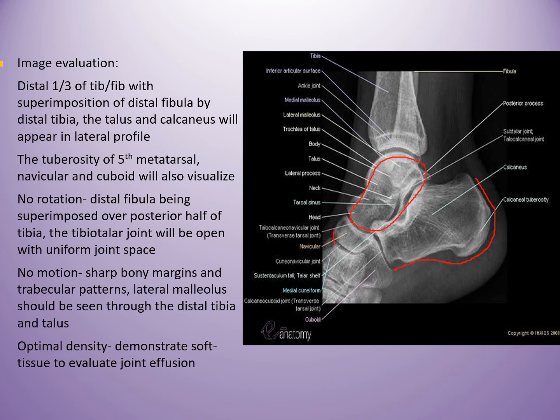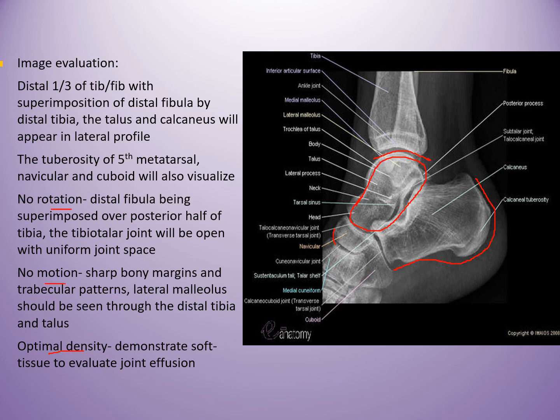The joint itself is open, which indicates it is a true lateral projection of the ankle itself. Right? Other than the optimal density, you can see it. Then no motion, no rotation.